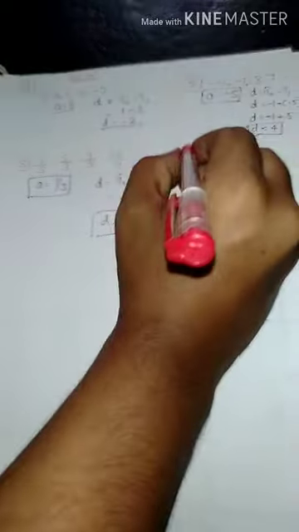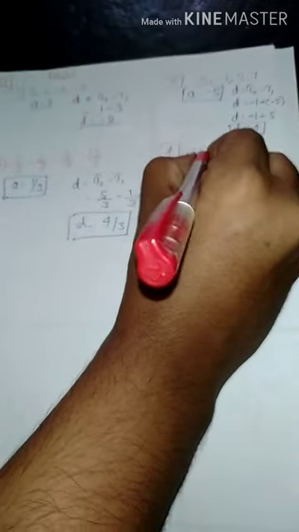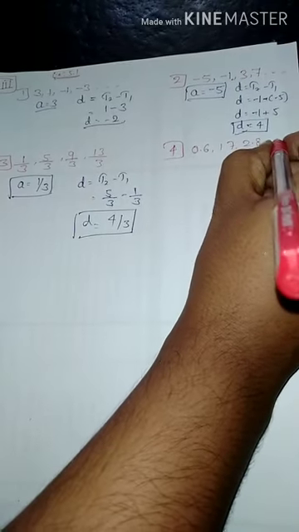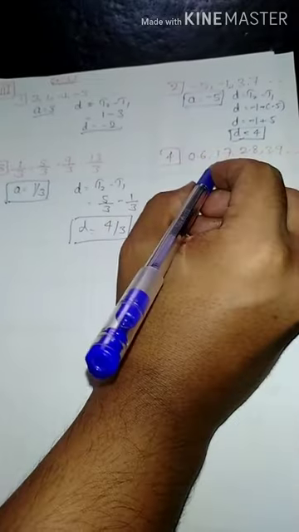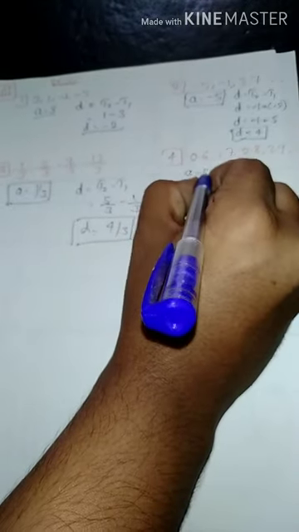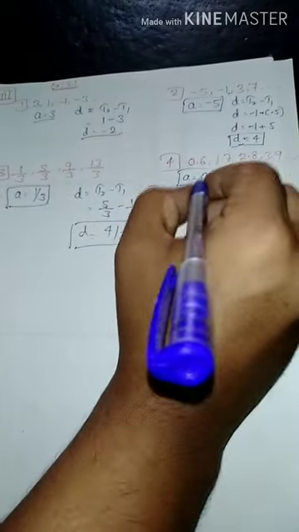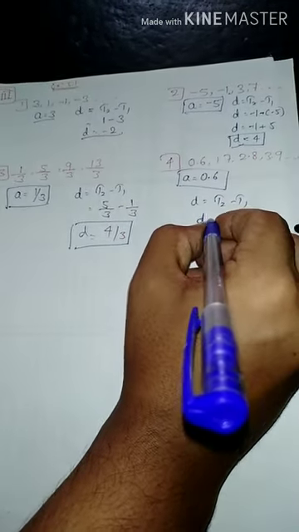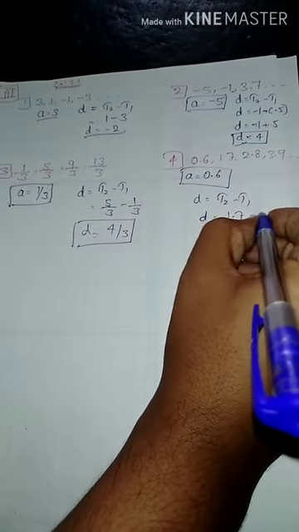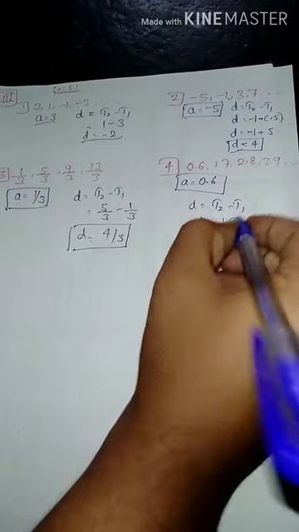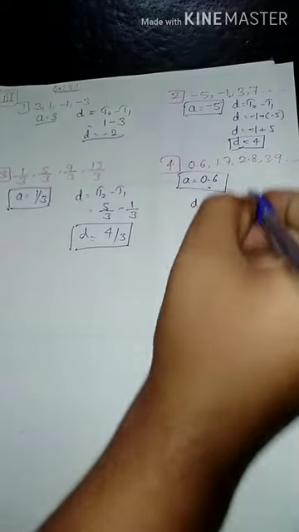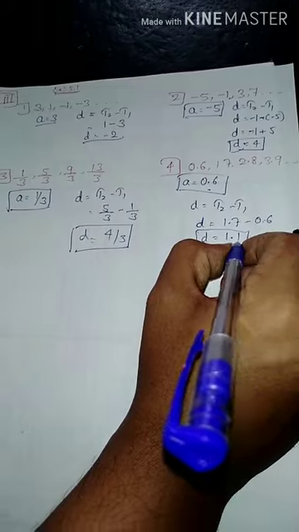The next, fourth example: 0.6, 1.7, 2.8, 3.9, and so on. So it is one arithmetic progression. So here the first term a is equal to 0.6 and the common difference d is equal to t2 minus t1. d is equal to t2, which is 1.7, minus t1, which is 0.6. So d is equal to 1.7 minus 0.6, which is 1.1. Therefore the first term is 0.6 and the common difference is 1.1.